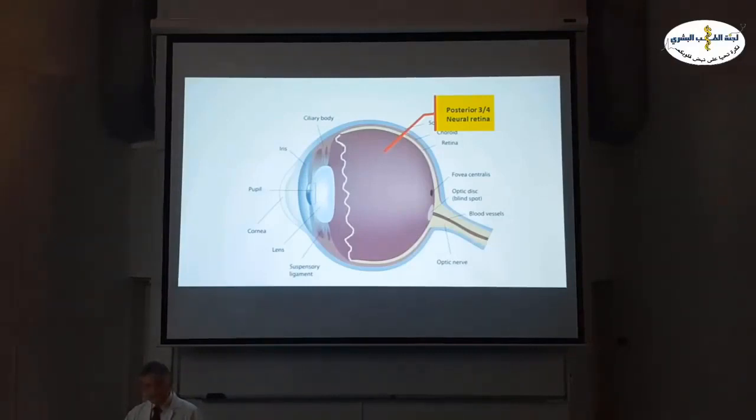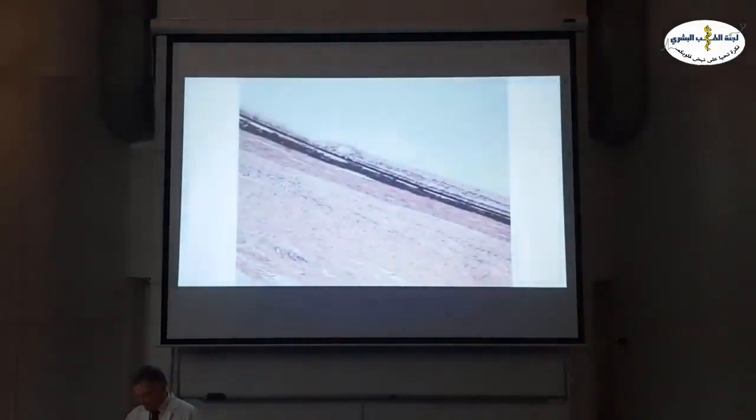Then the neural layer will stop in a zigzag fashion. This is called the ora serrata. Then the most anterior 1/4 is pigmented only, no neural layer. These are the three layers.